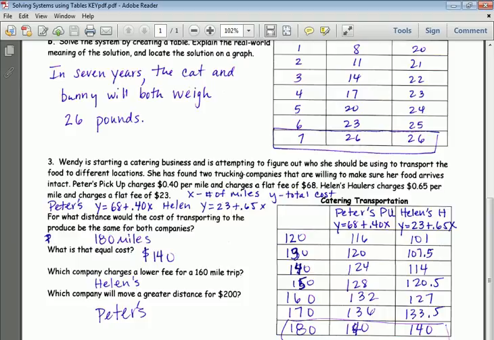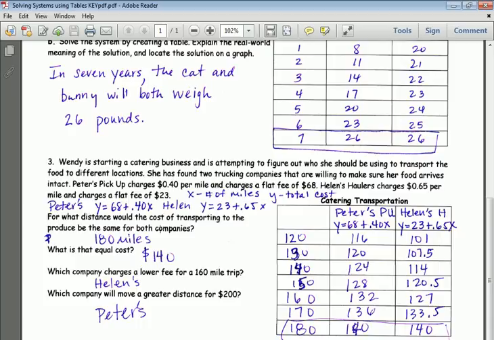On number 3, this is about the moving companies, and hopefully you were able to get the correct equation. Peter's Pickup is represented by 68 plus 0.4x. Helen's Haulers is represented by the equation 23 plus 0.65x, where x represents the number of miles and y is the total cost. So I made a chart here, and it took me a while to figure out what my independent variable needed to be, and I didn't label it. I should have. This column represents the number of miles, and these two columns represent the total cost.